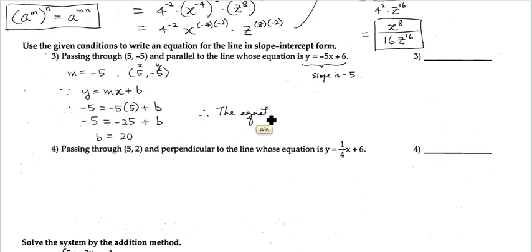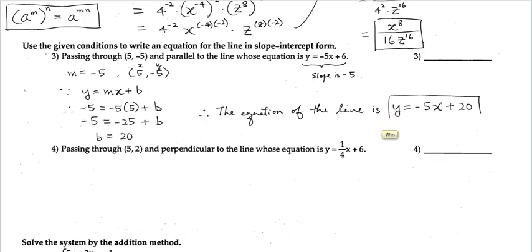The equation of the line is what? Y equals negative 5x plus 20. At the end, we replace the m and the b value back into the slope-intercept form. So we will have this.